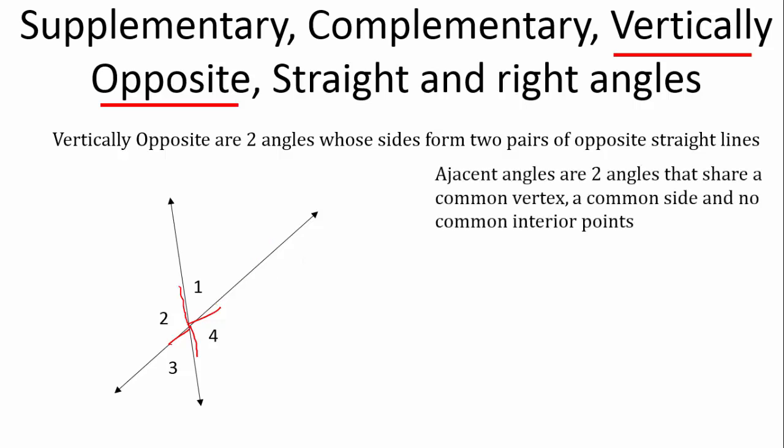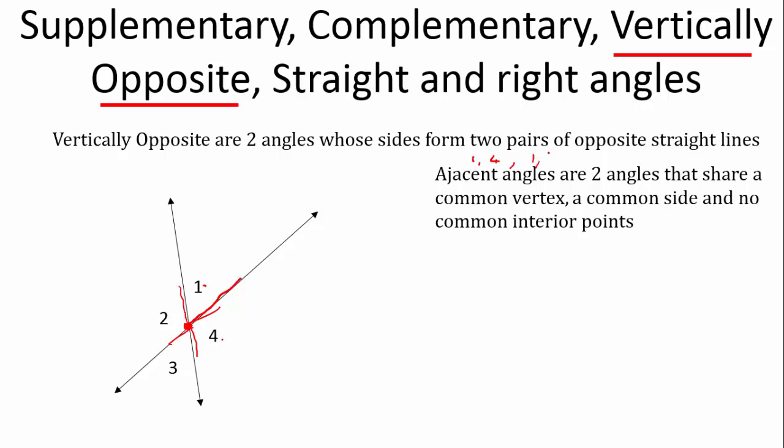Before we look at vertically opposite, let's have a look at adjacent angles. Firstly, adjacent angles are two angles that share a common vertex and a common side, but no common interior points. So if we put a dot or a vertex here, we can see that 1 and 4 both share a common vertex, and they share a common side. They both have a side on this line here. So 1 and 4 are adjacent angles.